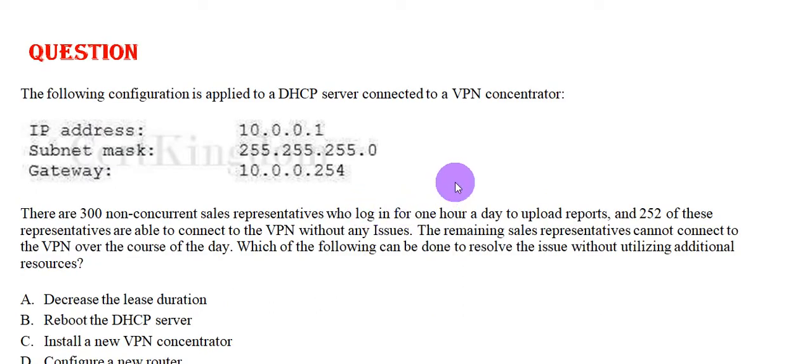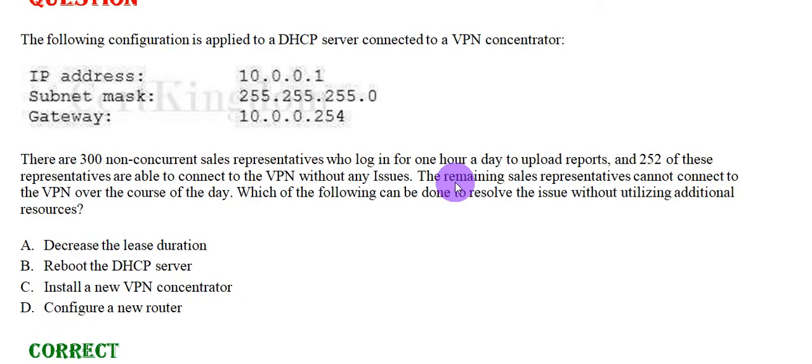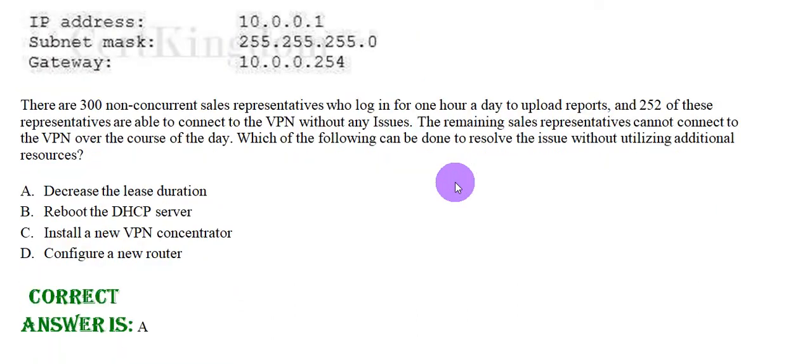The following configuration is applied to the DHCP server connected to a VPN concentrator. Please have a look at the IP address, subnet mask, and gateway.